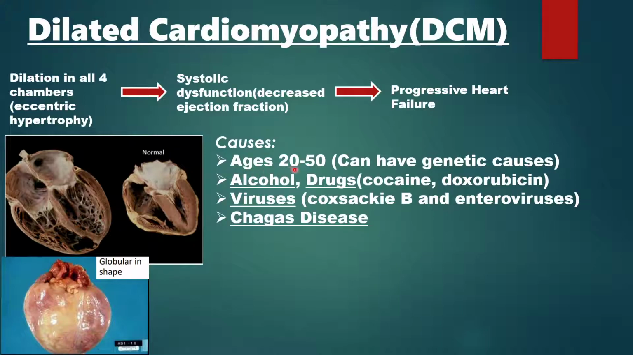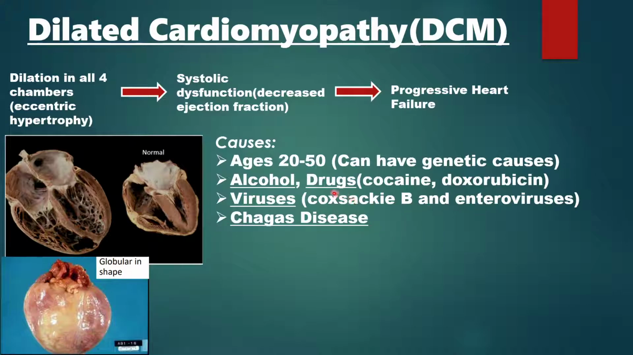And so this can be caused by a few things. So mainly it's ages 20 to 50 that get it. It can have some genetic causes. It's usually about 50-50. Half the time it's genetic plus something. So in this case, alcohol or drugs like cocaine or doxorubicin. Some viruses like Coxsackie B and enteroviruses can cause it, and Chagas disease.